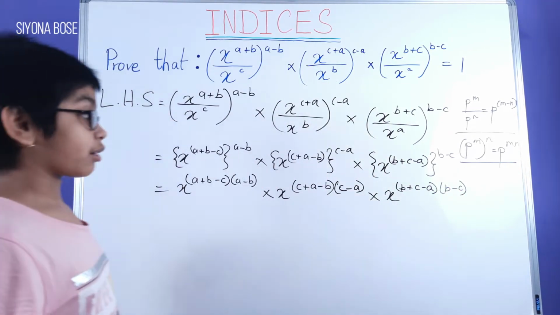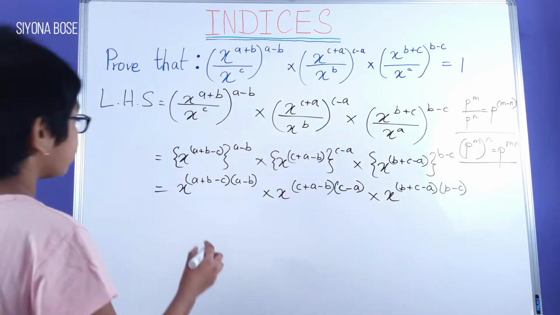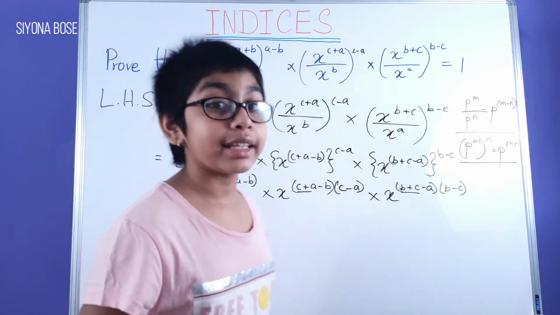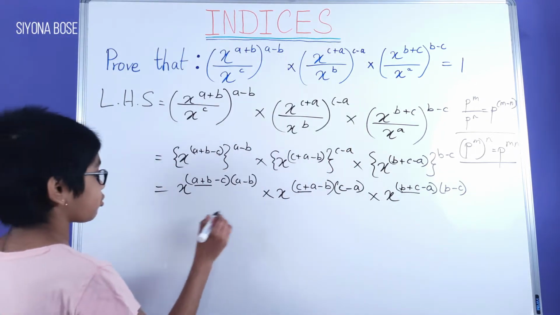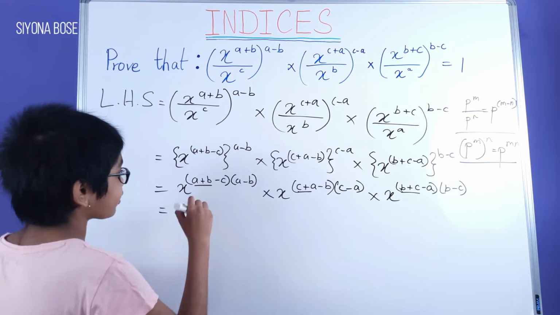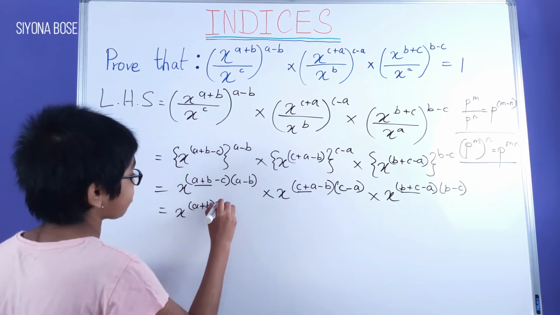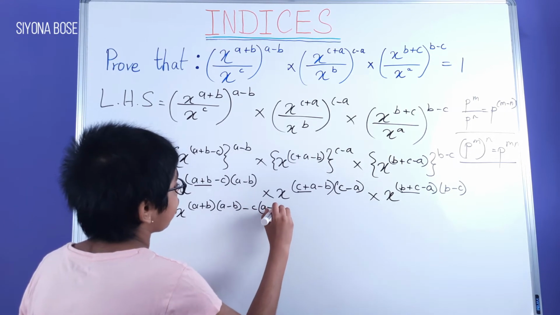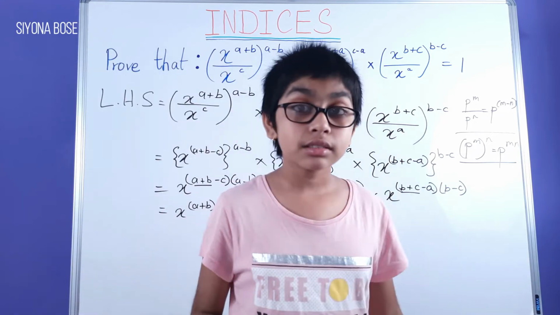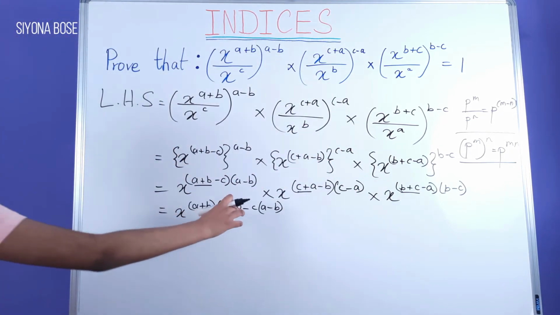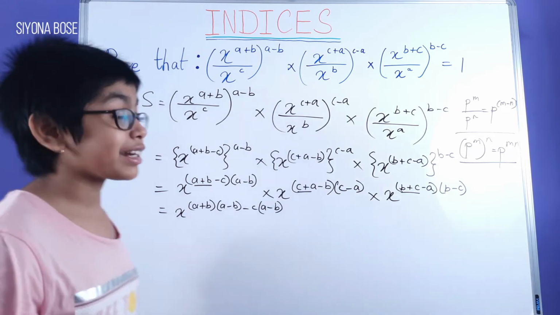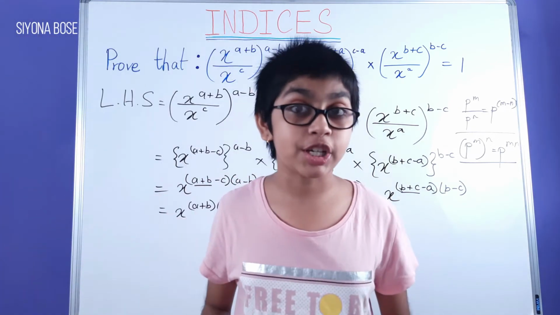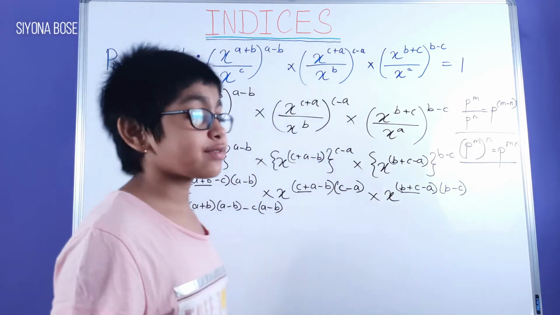Now what can we do here? How can we do this easily? If you look at these, then in the next step we can write equal to x^((a+b)(a-b) - c(a-b)). We get that? If we take common factor here, the common factor is a minus b, and we are left with a plus b and minus c, so it's giving back this form. Then we can do the same thing in case of the other ones.